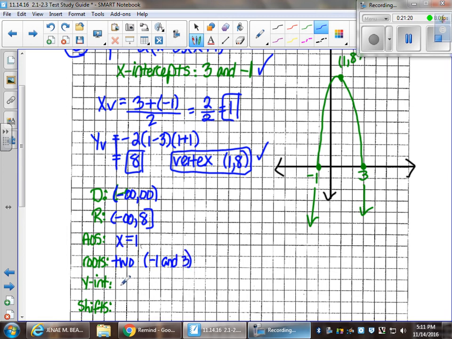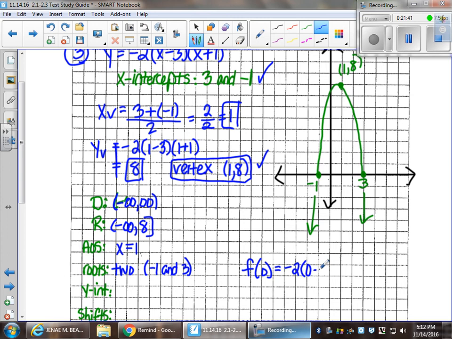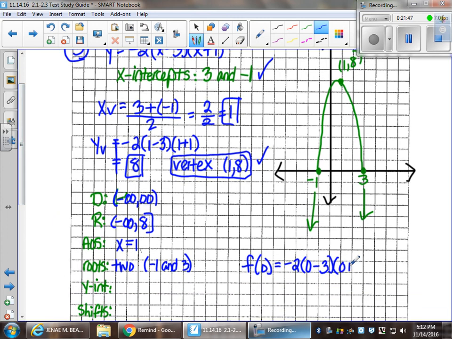My y-intercept, do we know it from the graph? Kind of a rough estimate. I mean, this was a super rough sketch, so maybe it was supposed to cross here, I'm not sure. So to calculate the y-intercept, we'll calculate f of 0, plug in 0 for x. So that would be negative 2 times 0 minus 3 times 0 plus 1. So real quick mental math, that's negative 2 times negative 3 times 1, which is 6. So the y-intercept is at 6.